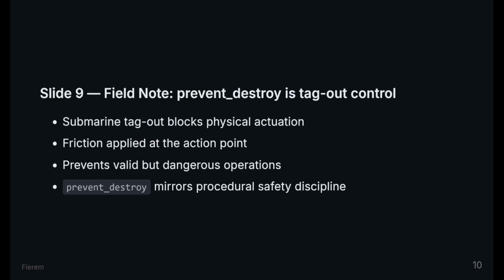On a submarine, a tagged out valve is physically blocked from actuation until the tag is removed. The mechanism is procedural friction applied at the point of action. The outcome is that accidental but valid actions are prevented during stress or fatigue. Prevent destroy is the same pattern for infrastructure with irreversible blast radius.